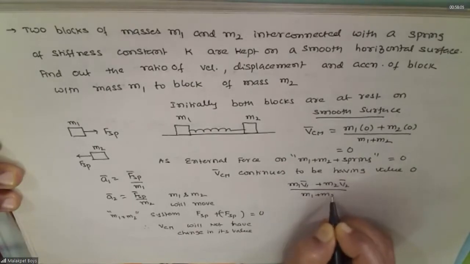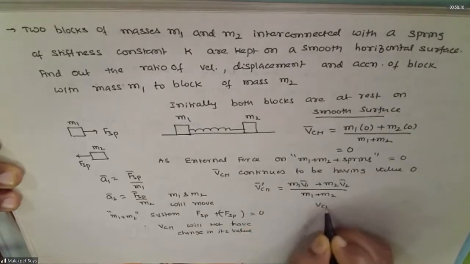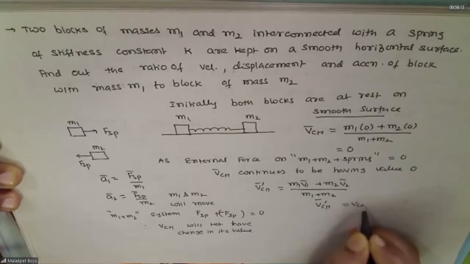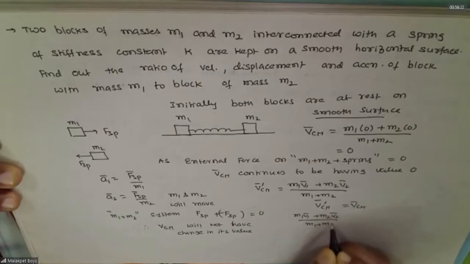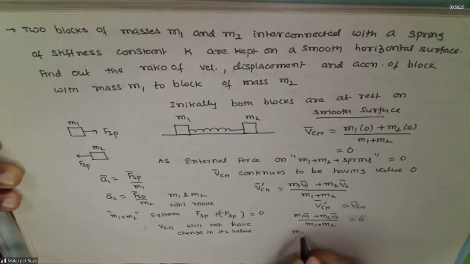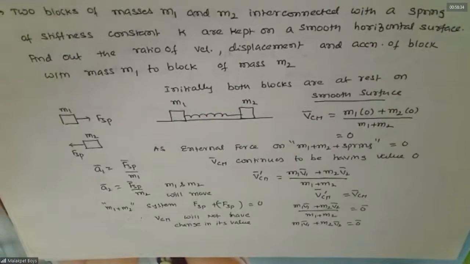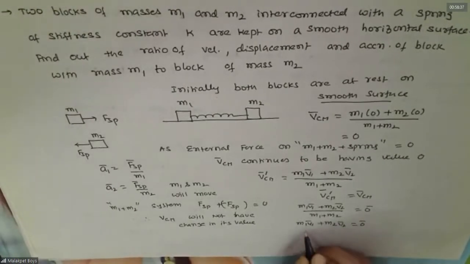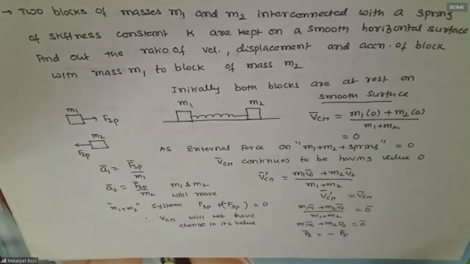So finally, after they move, VCM dash must be equal to VCM, no? So you have M1 V1 plus M2 V2 by M1 plus M2 is 0. That means M1 V1 plus M2 V2 is 0. Do you agree with this? Do you agree with this or not? Vectorially. Agree, sir.